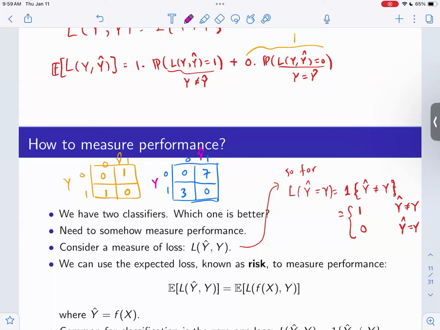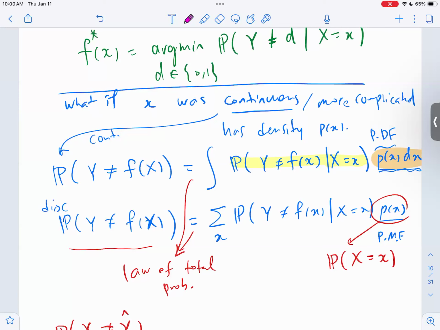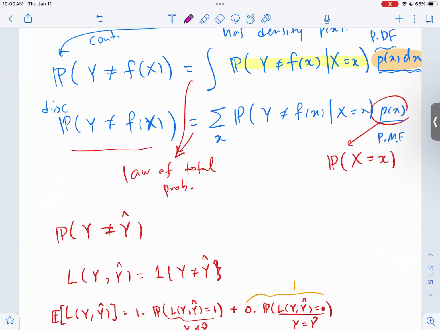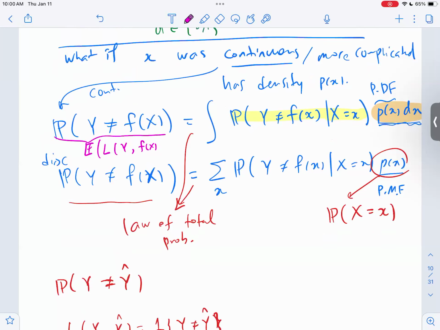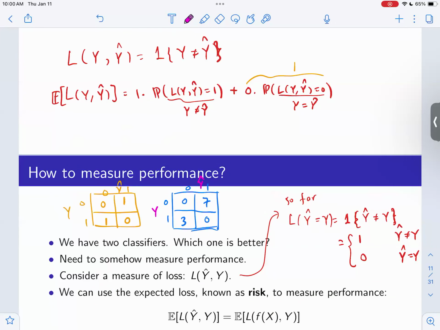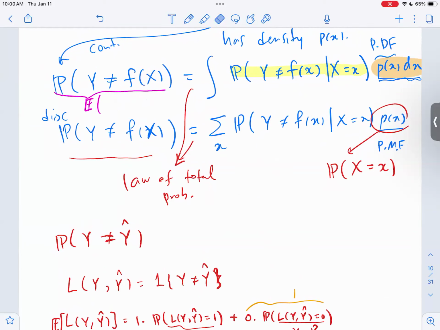And then you have to redo the argument. It turns out that nothing really changes, except that we're going to replace this guy with the expectation of L(y, f(x)). I usually put y hat here, so let's write it as L(f(x), y). It doesn't matter which way you write it, but to be consistent.